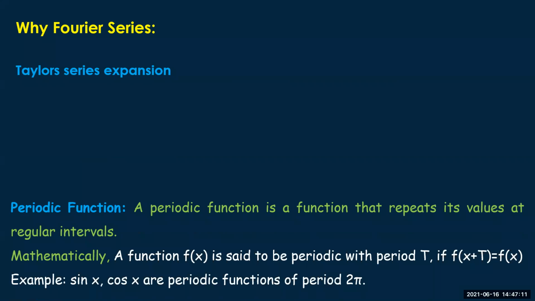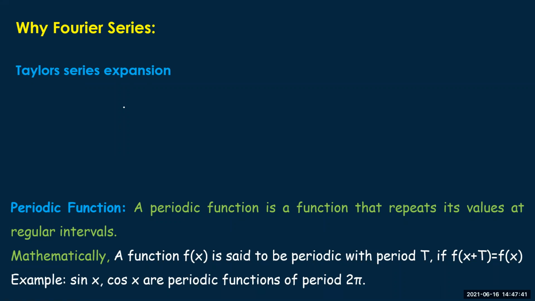Now see, why actually Fourier series? As you understood, as we have been discussing for a few minutes, a Fourier series is an infinite series representation of a function in terms of sine and cosine functions. Understand why an infinite series is required.